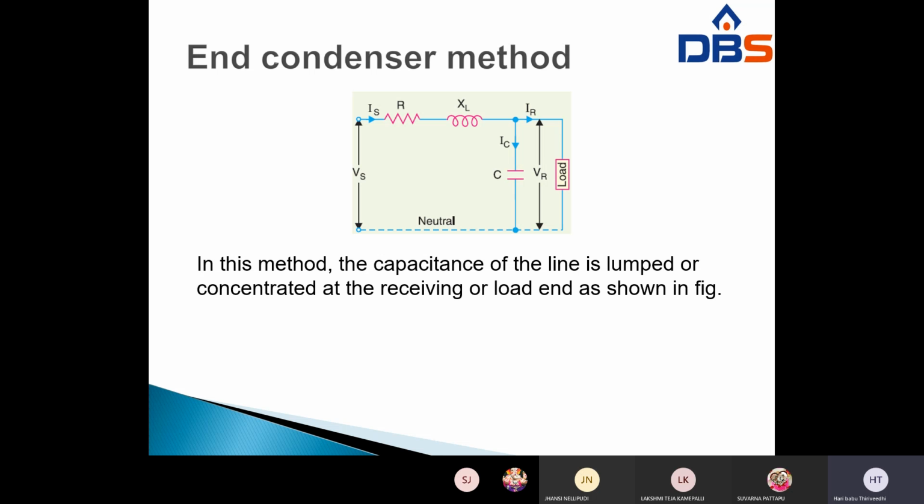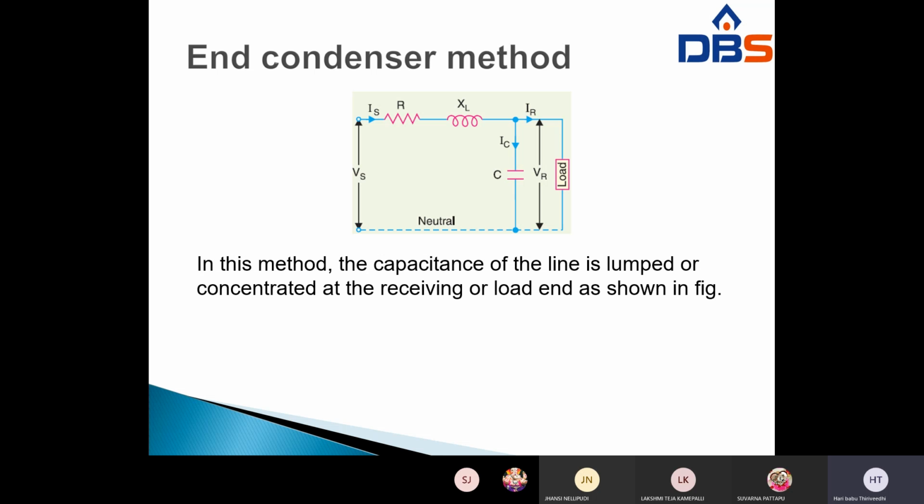But the current IS is a combination of IR plus IC. IR is IR cos φR minus j sin φR, and IC, the charging current, is 2πfC VR. Now the voltage drop per phase is IS Z, that is IS into (R plus jXL). Therefore the sending end voltage is the receiving end voltage plus the drop. So Vs equals VR plus IS Z, that is VR plus IS into (R plus jXL). We know the receiving end voltage and the sending end voltage, therefore we calculate the voltage regulation: (Vs minus VR) by VR into 100.